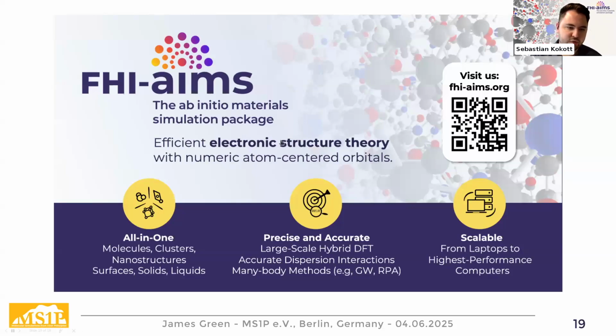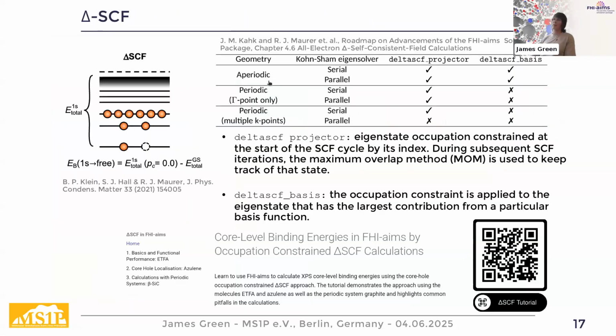Can you clarify the difference between the two delta SCF options? Yes, so the delta SCF projector option applies just to a particular eigenstate. This eigenstate could have many different basis functions that contribute to it, and so the occupation will apply to this state composed of many different basis functions. So it will be useful for states that have some contribution from lots of basis functions. The delta SCF basis just applies to a single basis function.